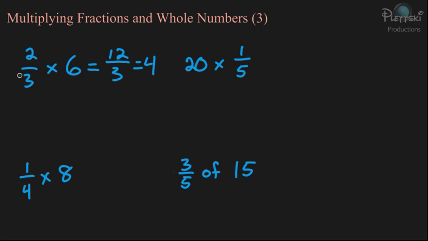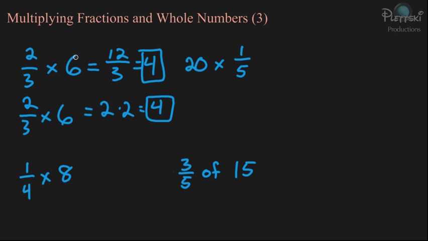And another way to solve this problem, you don't necessarily have to do the multiplication first. You can do the division first. So you can do the 6 divided by 3 and then multiply by 2, and you'll get the same answer. So let's take a look at that. 2/3 times 6. Now, instead of doing the multiplication, I can see that I can divide 6 by 3. So 6 divided by 3 is 2, and then 2 times 2 is 4. And then multiply it by the numerator, 2, and you'll get the same answer.